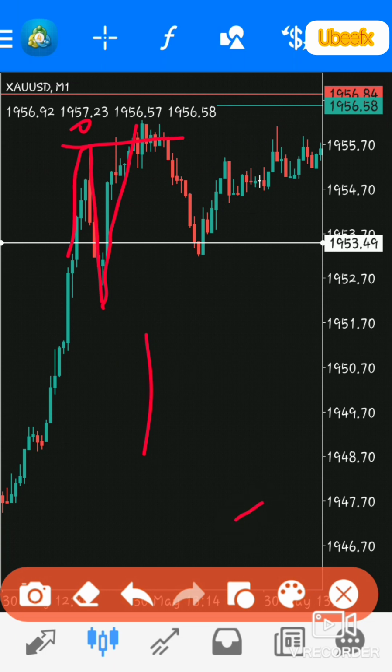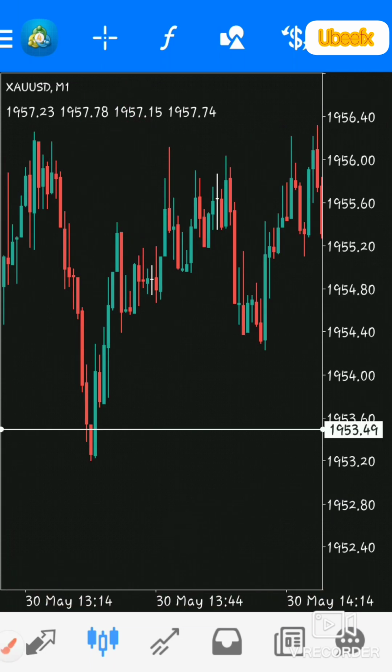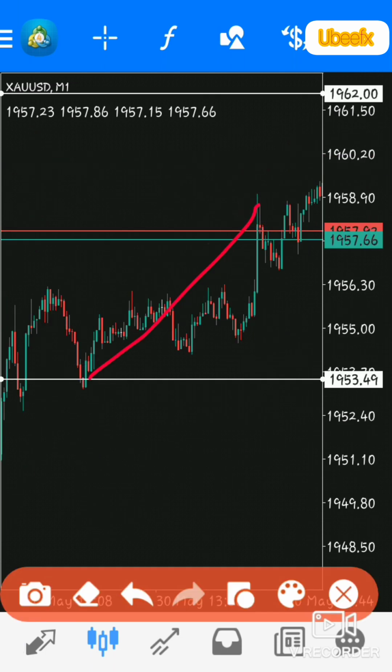Now you can see after gold pulled down, it created another liquidity here. After creating that liquidity, it dropped. All right, now people were in for sell, and see what gold did. Gold, boom, took off the liquidity there. Gold took off the liquidity here with this large candlestick.